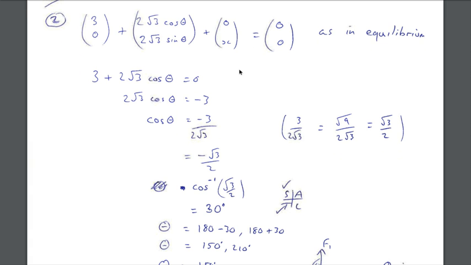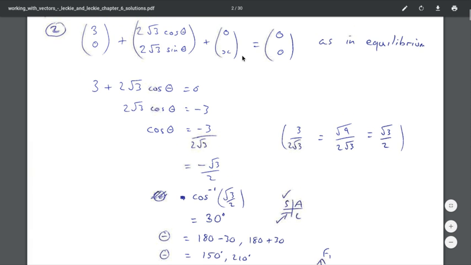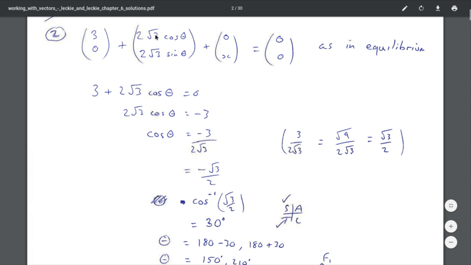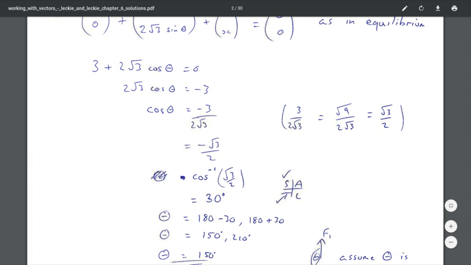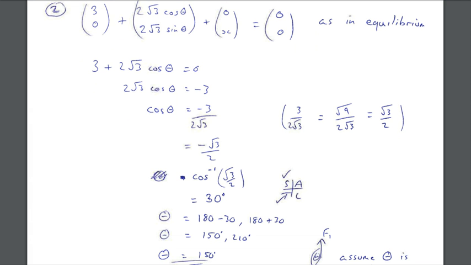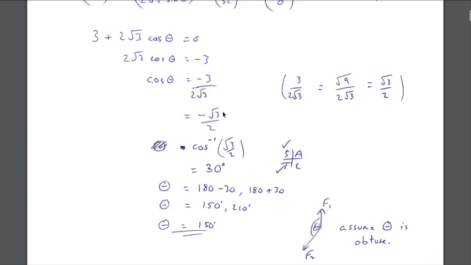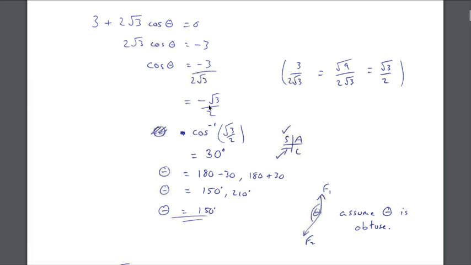Looking at only the x component, so only the top row, we have 3 plus 2 root 3 cos theta plus 0 equals 0. So 3 plus 2 root 3 cos theta equals 0. Subtract 3 from both sides, divide through by 2 root 3, and we end up with cos theta equals negative root 3 over 2. So there's the working for that, if you're not sure where that's come from.